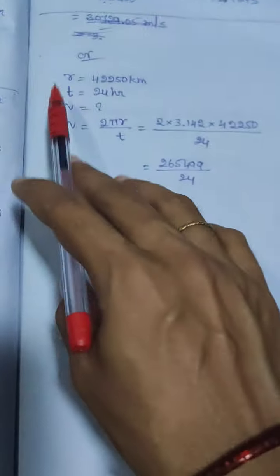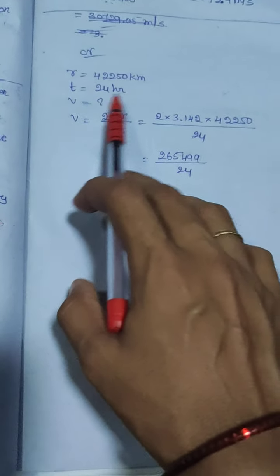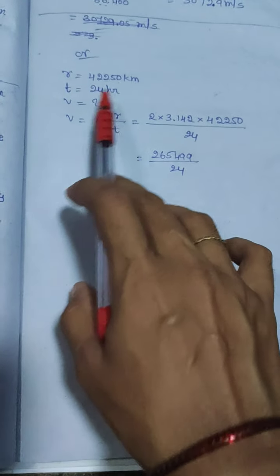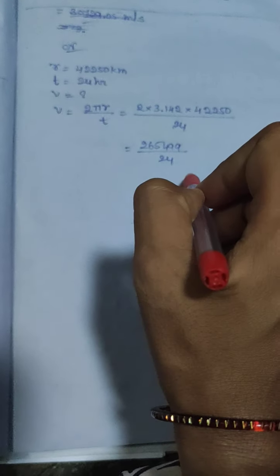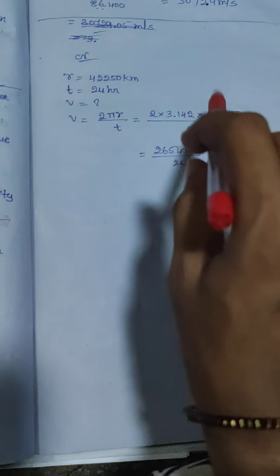Otherwise, without converting, r is in kilometers and time is in 24 hours, just keep as it is and calculate, then you will get the speed of the orbital satellite. So this is also correct and this is also correct. Whichever is easy for you, you can follow that.